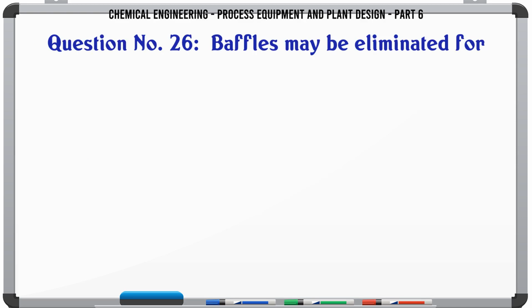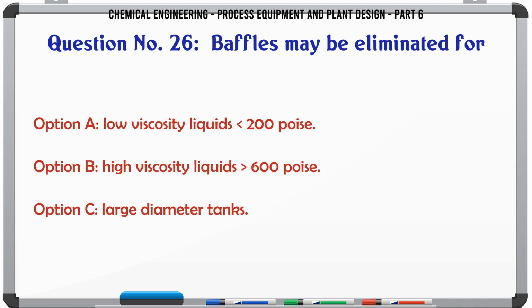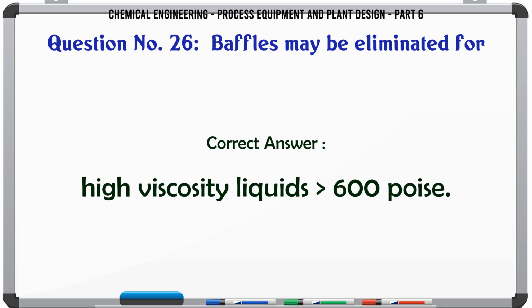Baffles may be eliminated for A. low viscosity liquids 200 poise, B. high viscosity liquids 600 poise, C. large diameter tanks, D. none of these. The correct answer is high viscosity liquids 600 poise.